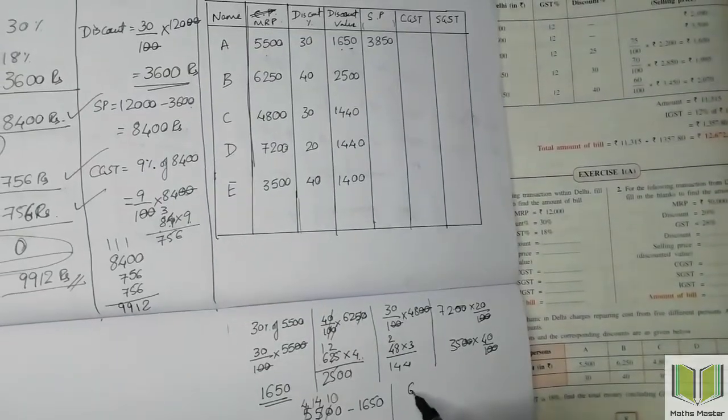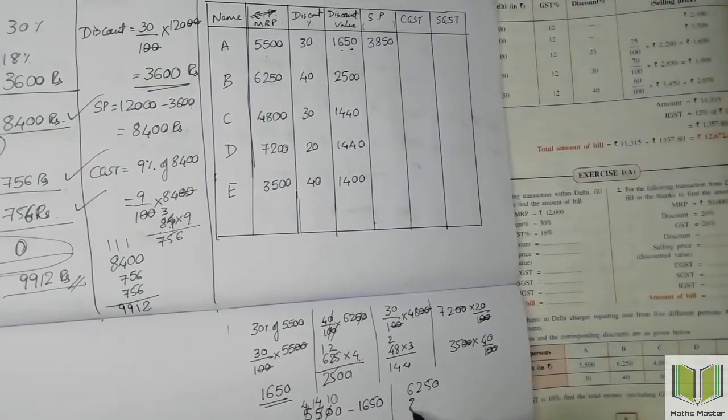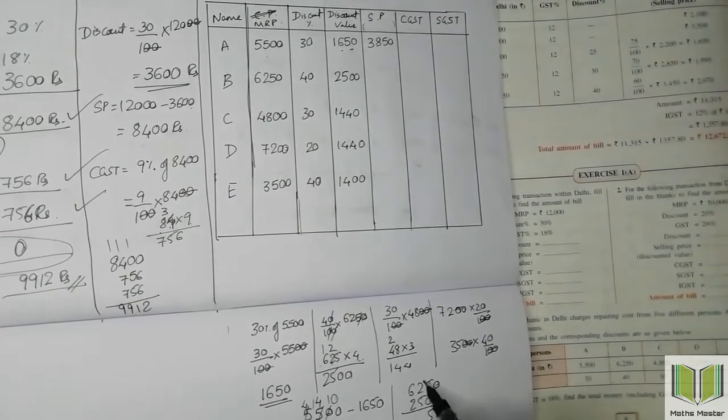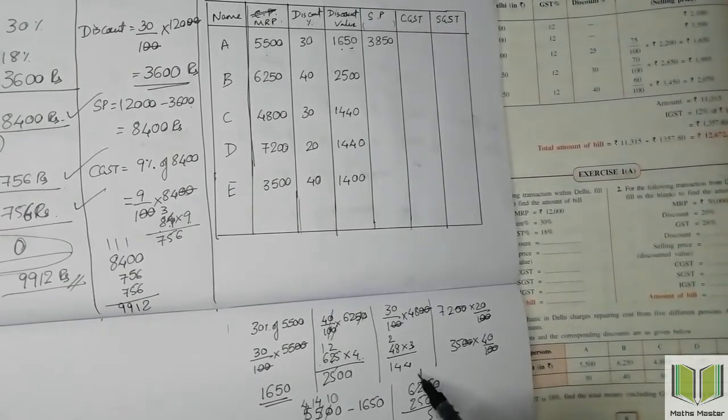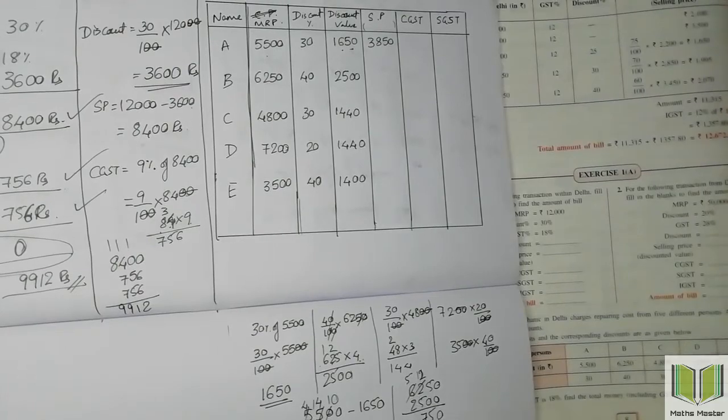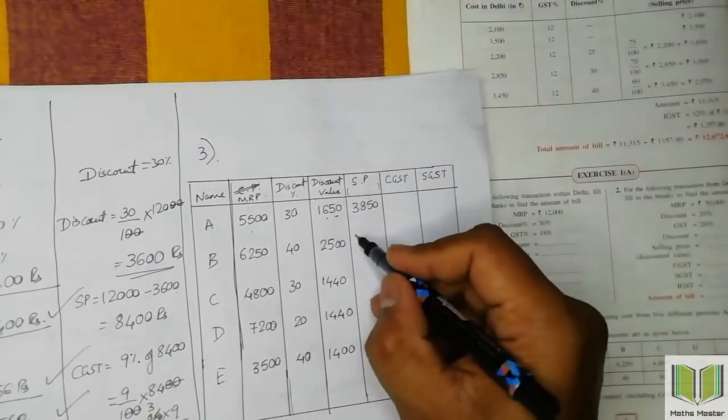Similarly, 6250 minus 2500. 0 minus 5, so 2 becomes 1 and 0 becomes 10, 1 becomes 11. So 2 becomes 12, 6 becomes 5. 12 minus 5 is 7. 5 minus 2 is 3. 3750.